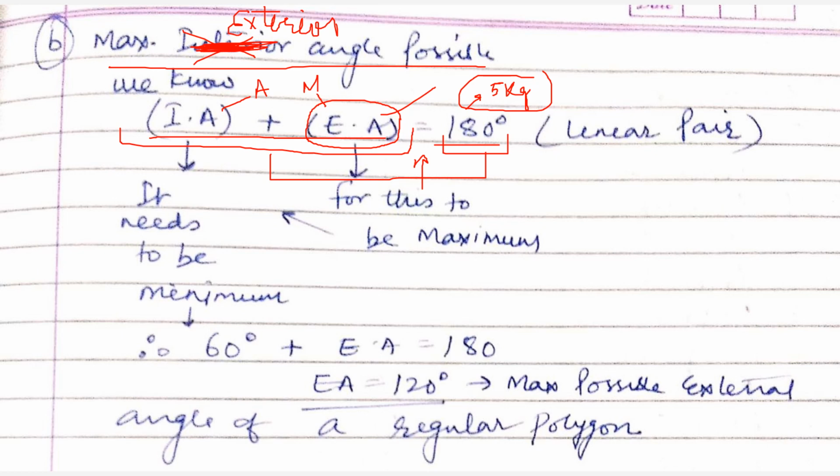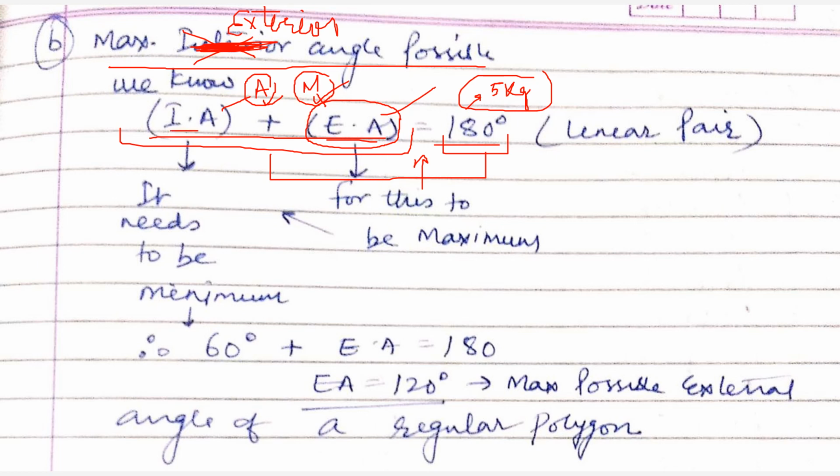If you want to increase mangoes in this container, the container in which we put the fruits to weigh them, if you want to increase the number of mangoes, you have to reduce the number of apples. So to make mango maximum, apple should be minimum. Are you getting this? If you want to make exterior angle maximum, then interior should be minimum.